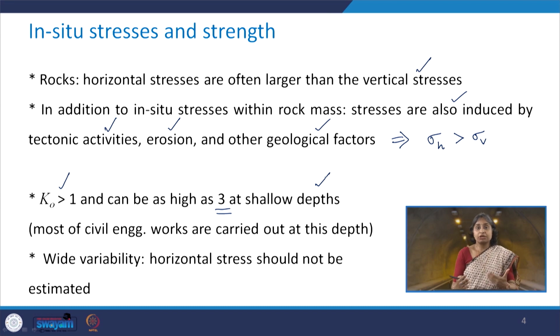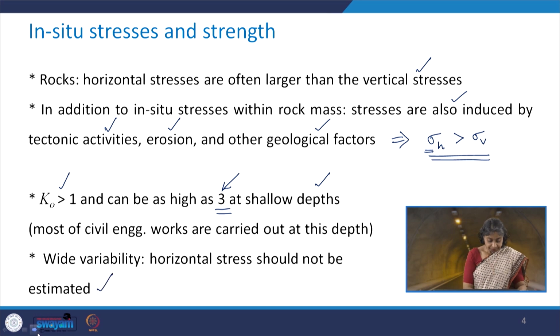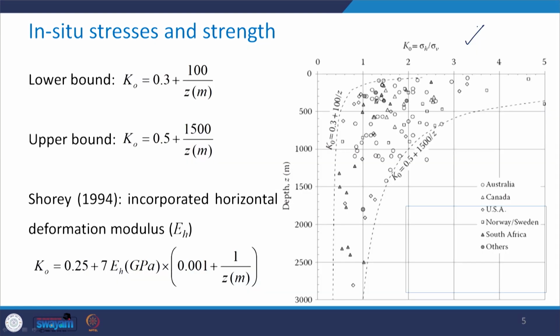So, you see the reason that sigma v is much less than sigma h; in many cases you can have the value of K naught quite high. Then there is wide variability and hence the horizontal stresses should not be estimated. See on this plot, various data points are there.